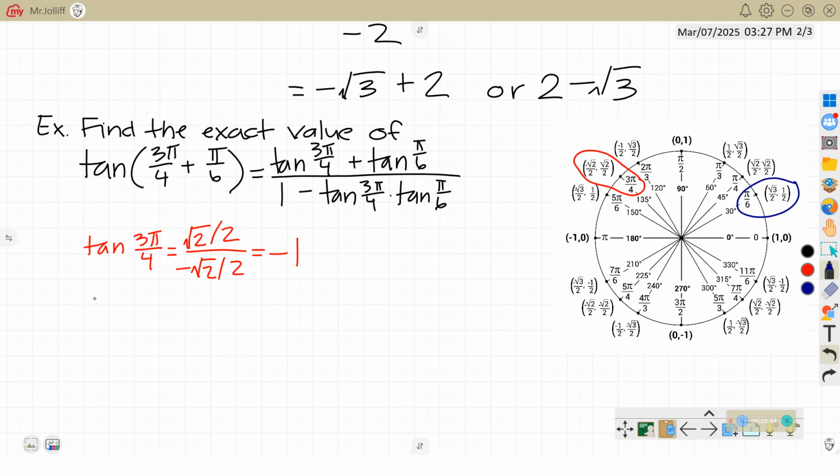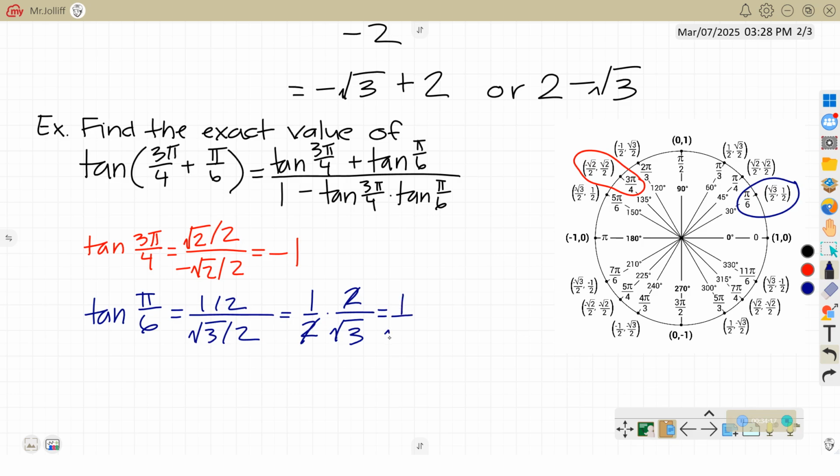All right, next one, tan pi over 6. So looking at the blue, the y-coordinate is 1/2. The x-coordinate is root 3 over 2. That's less easy to simplify. So I'm going to use the reciprocal trick. Keep the first fraction, 1/2. Multiply by the reciprocal of the second, 2 over root 3. 2's cancel. I get 1 over root 3.